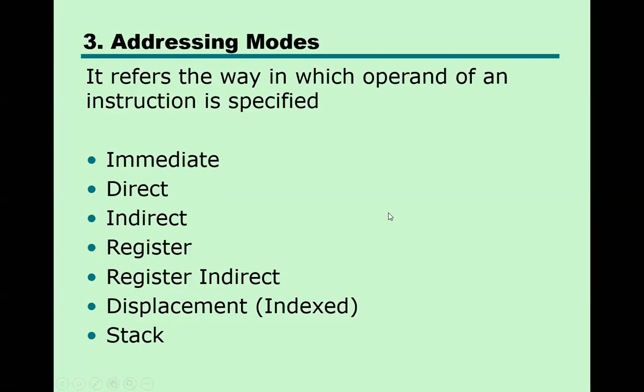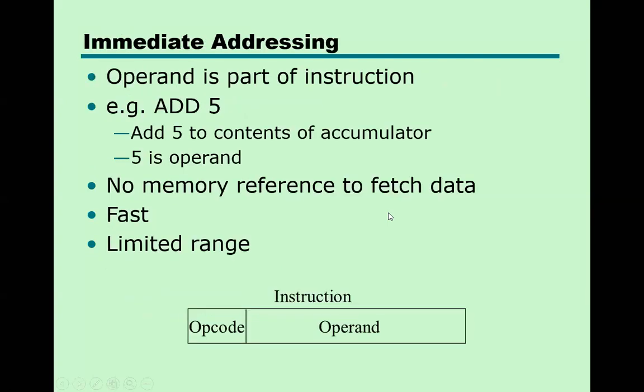The first one is immediate addressing mode. So the name is immediate addressing mode. As we have seen, opcode and operand. In an assembly language program also, we have seen there is the opcode and operand. Here, for example, add is the opcode, and the operand is given, for example, here 5.